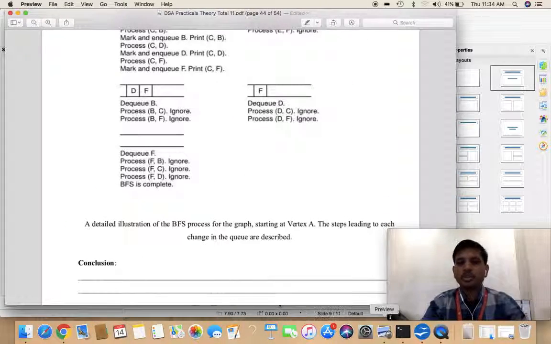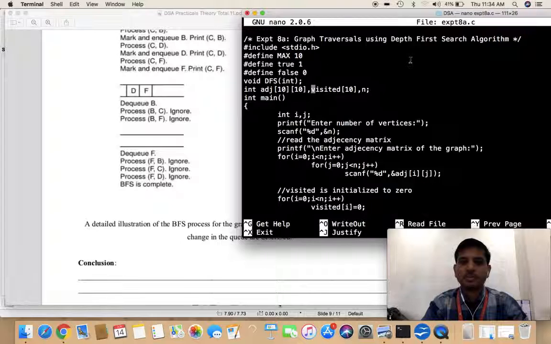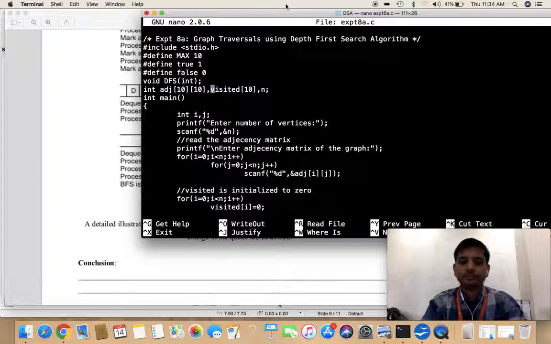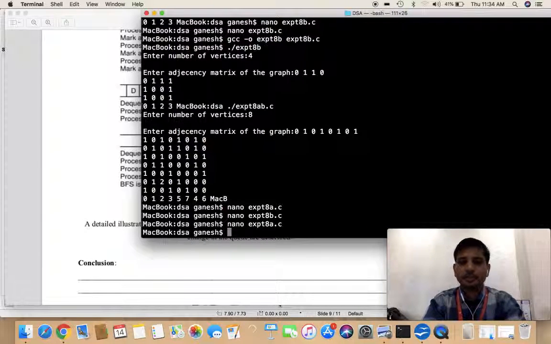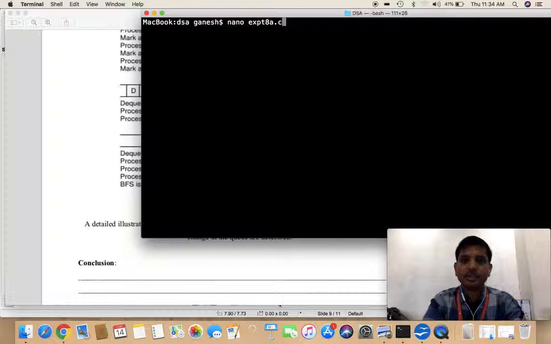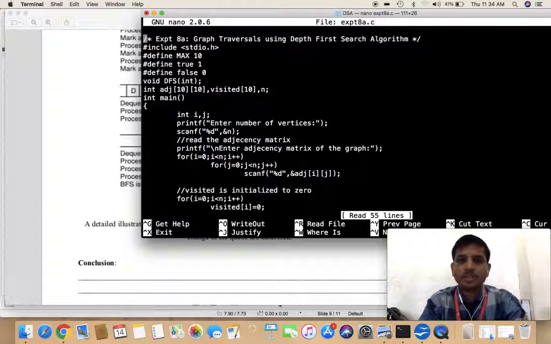So let's move toward the practical part of this particular topic. So my program is, first I have divided this practical into two parts. First one is DFS traversal, second one is BFS traversal. So nano experiment 8A.c. Now the first one is the traversal using a DFS algorithm.